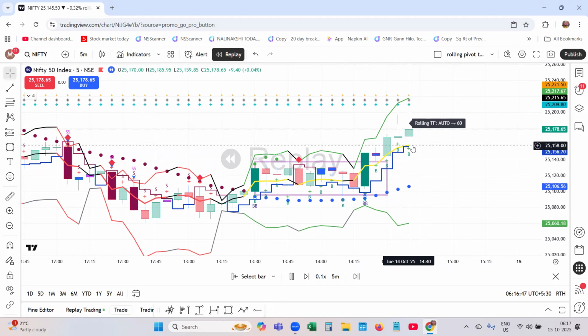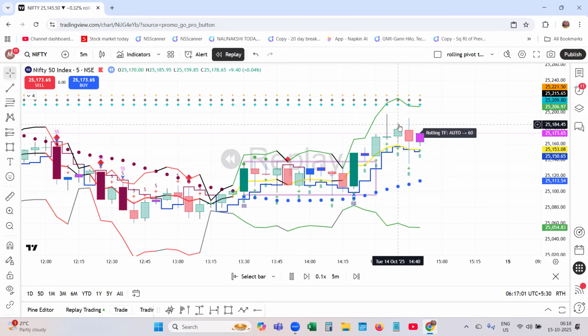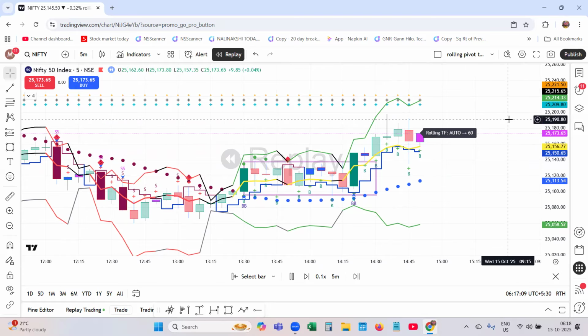Gann HiLo is also supporting, even though there is a pin bar. This is an alert bar actually. You know about this bar. The sellers have dominated in this bar, and the next bar is retesting. Then the next bar is going below that, indicating weakness.